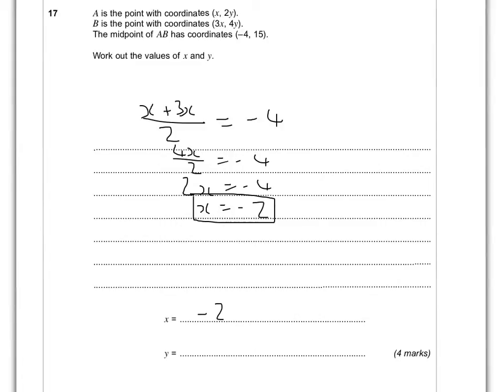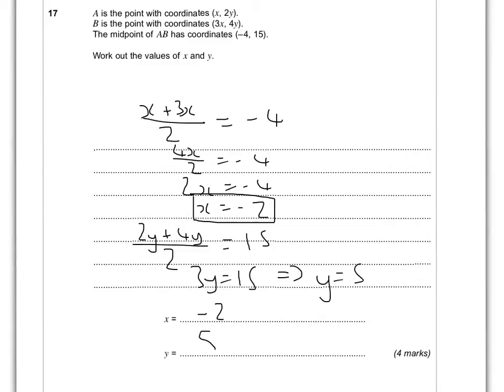I'm going to do a similar thing now with the y coordinates. So I know that when I average out those two y coordinates, that means adding them together and dividing by 2, I get an answer of 15. When you do actually calculate 2y plus 4y, you get 6y. 6y over 2 is 3y. If 3y equals 15, then dividing both sides by 3 gives me that y is 5.